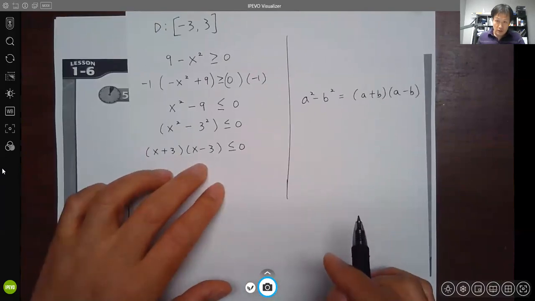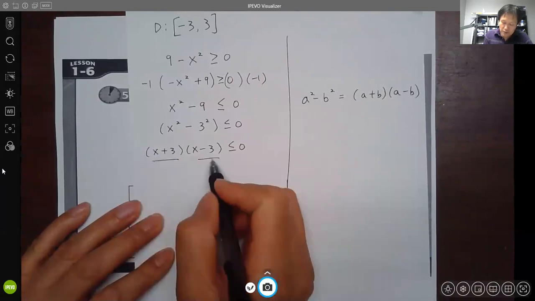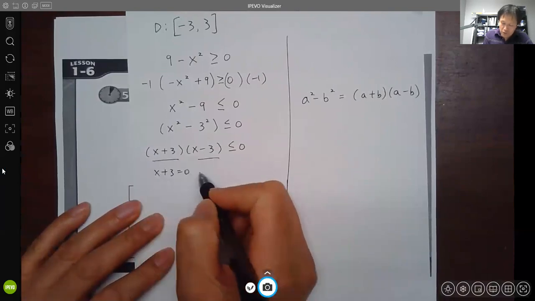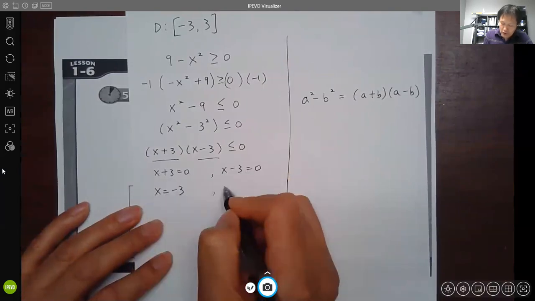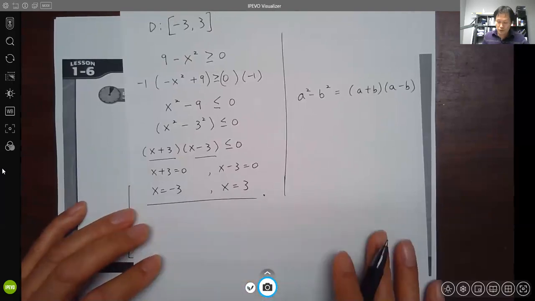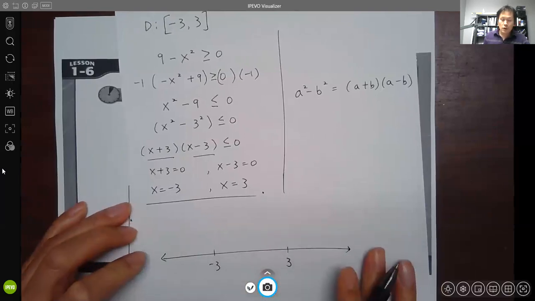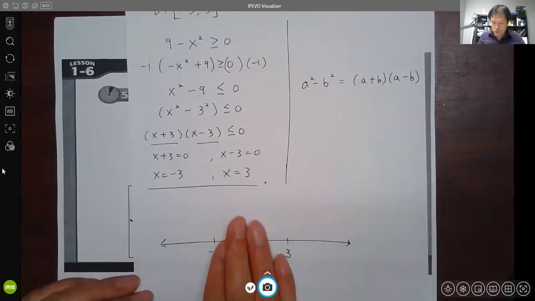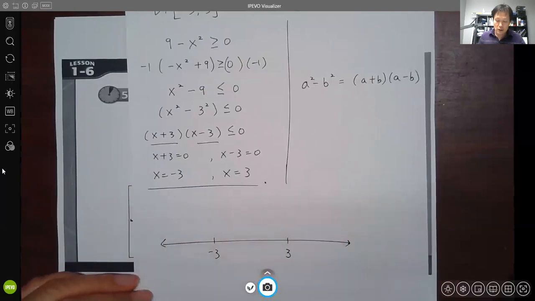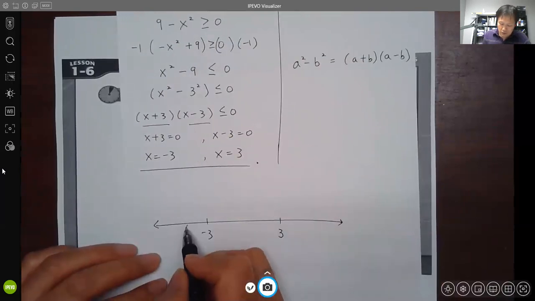How do you solve this? One way to do that is to get the zeros first. Let x plus 3 equal 0 and x minus 3 equal 0, and solve for x: x equals -3, x equals 3. So you've got two zeros. On a number line, you've got -3 here and 3 here. Basically, you divided the entire number line into 1, 2, 3 different intervals, and you're seeing which interval will satisfy this inequality. So you pick a sample number from each interval.